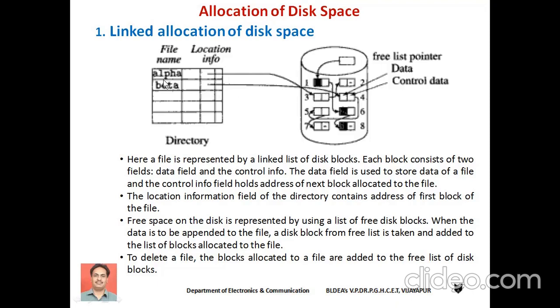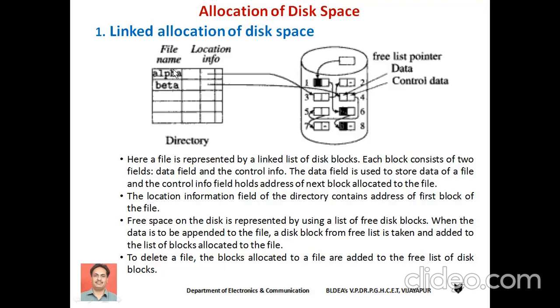So in the directory information, in place of location information of the file, we are going to store the starting address of the block. Once we are able to get the starting address of the block, the next blocks which are allocated to that file can be accessed by using the control field, because we know that the control field contains the address of the next block allocated to that particular file. This is how the file information is stored, and the location information is maintained in the directory entry. I hope you are understanding the concept.